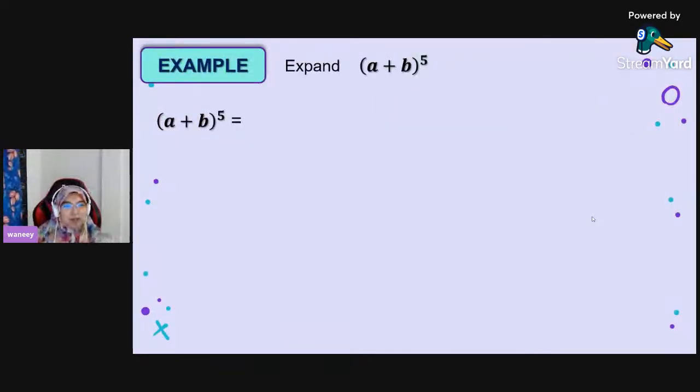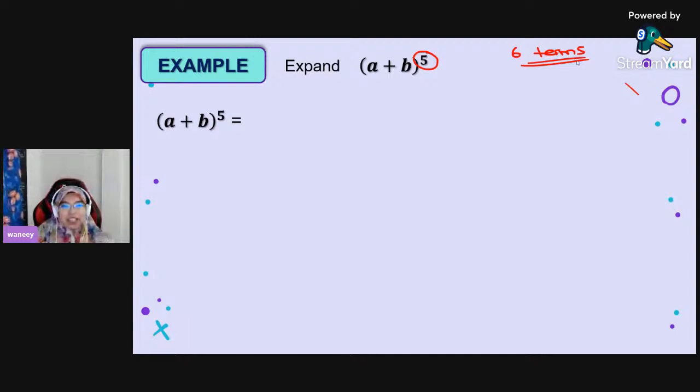Okay, so for example, let's say we want to expand a plus b to the power of 5. Okay, so firstly check the power first. The power is 5, so that means how many terms are we going to get? Just like what you said over there, it's supposed to be n plus 1. So the value of n is 5, so that means I should have 6 terms.